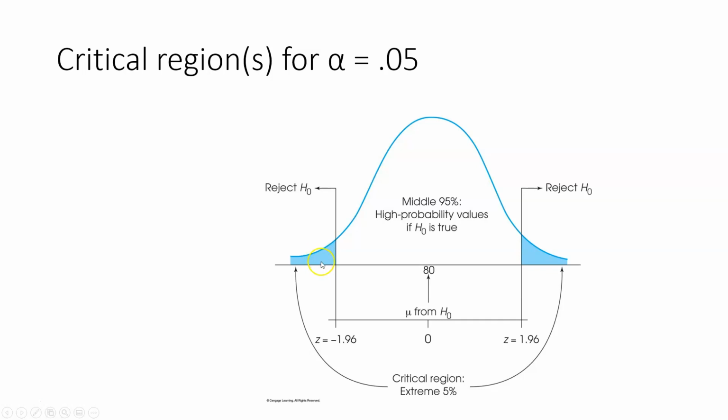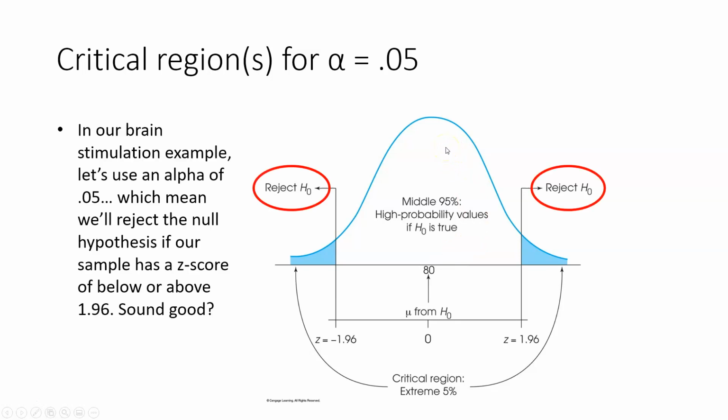Every once in a while, we might, just by chance, get a score that's out here in the tails when we draw a sample of people from that treated population, and every once in a while we might get a score out here in the other upper tail. But not very often, only 5% of the time. 95% of the time, when we draw a sample of people who've had electrical brain stimulation, we should find that if it doesn't work, if the null hypothesis is true, their mean falls in the middle of this distribution.